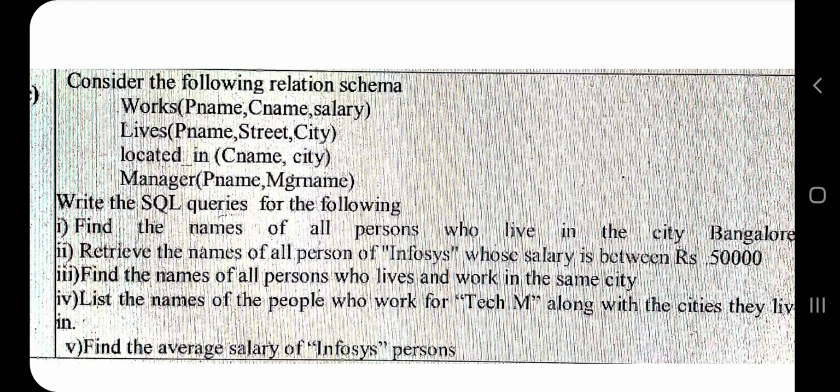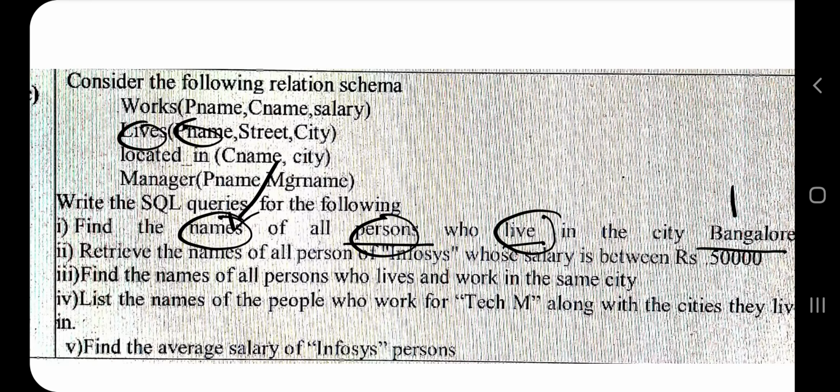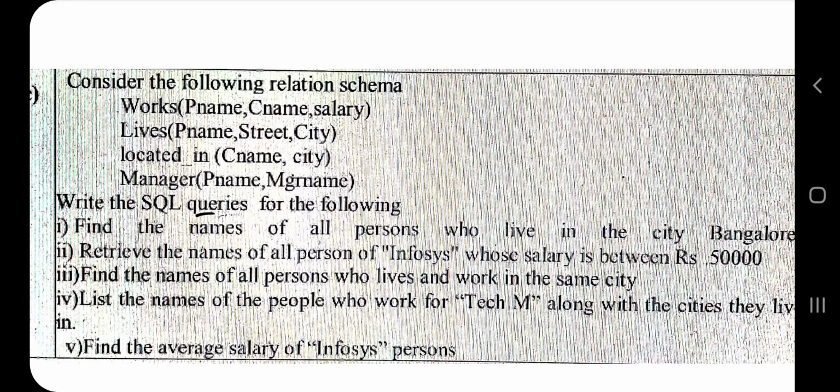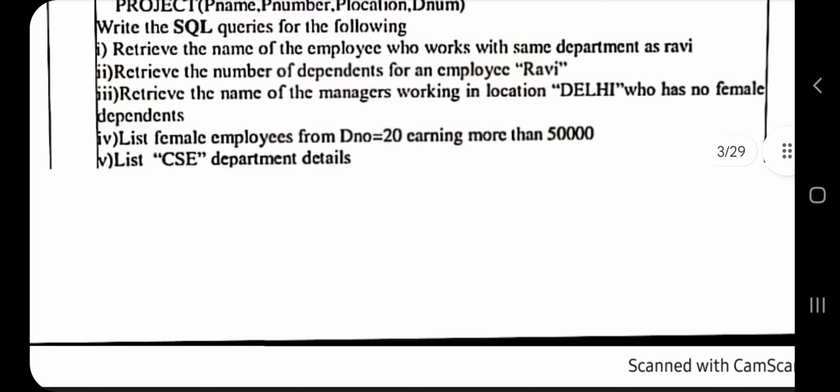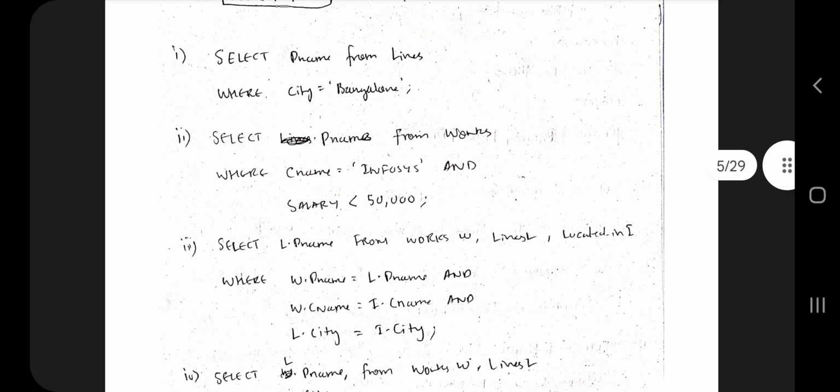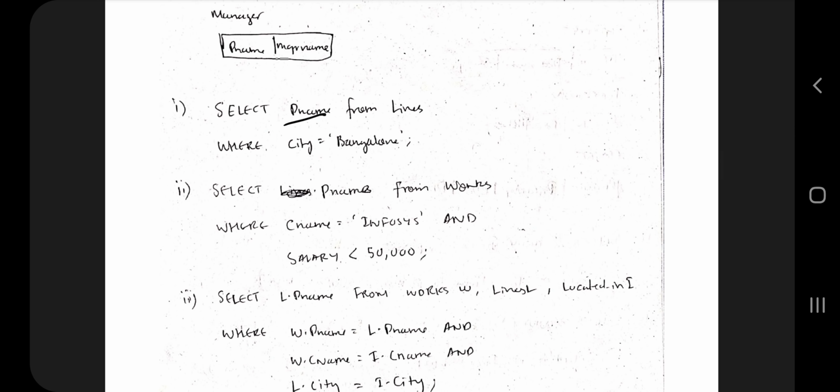Repeating once more, find the names of all persons who live in the city Bangalore. Name, you have selected this one. All persons who live means this table, and the condition is city is Bangalore. So first, what you have to write: select what you need, names. So select p name from which table? Lives table, where city is equal to Bangalore. That's all you have to write here. Select p name from lives where city is equal to Bangalore.